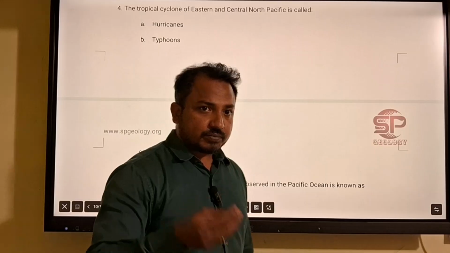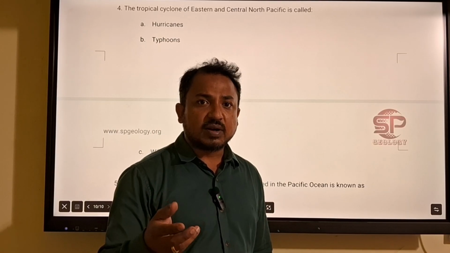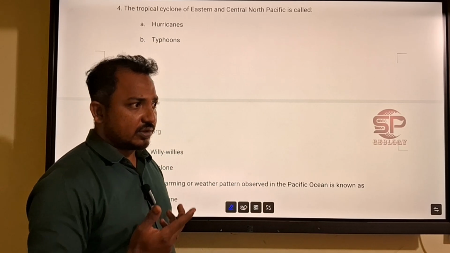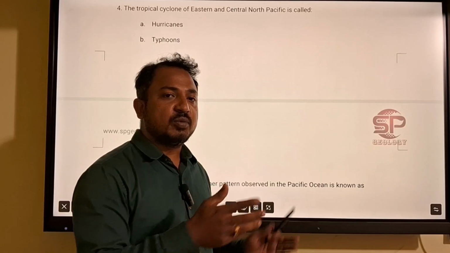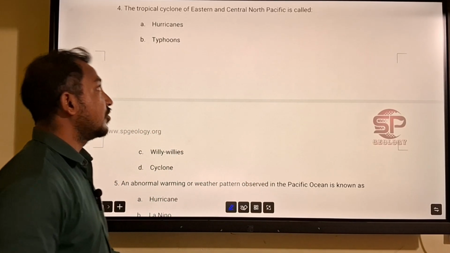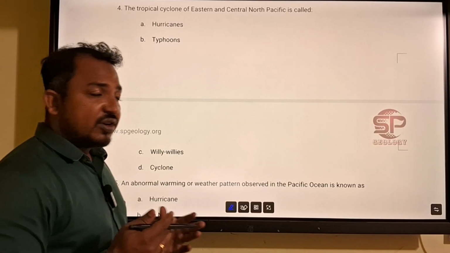The cyclones produced in the ocean have warmer water, so they collect moisture and produce heavy rain, and heavy wind is also produced there. They gradually move towards the land, where they weaken because of lack of moisture. These cyclones are called by different names in different regions.